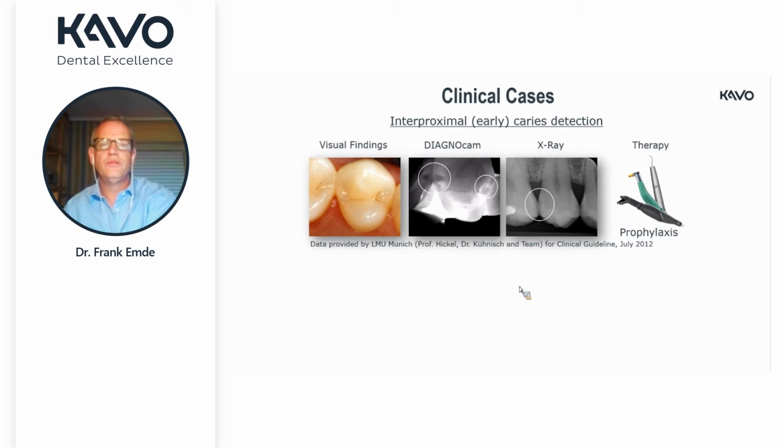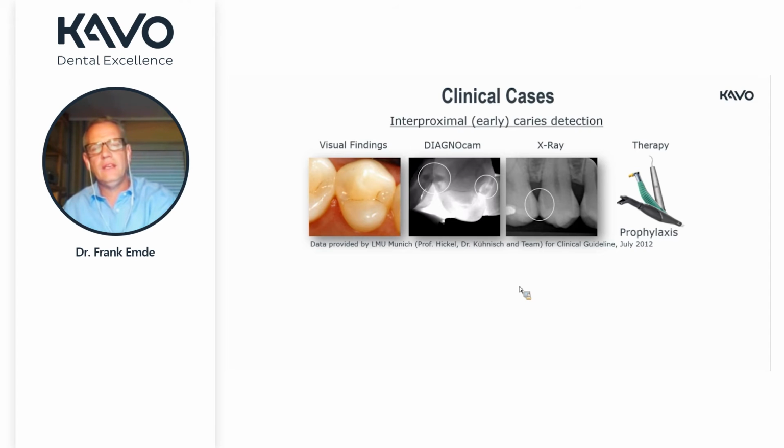Let's move to some cases. Data were provided from Munich in 2012. This is a case which demonstrates the capabilities for early caries detection. You see the visual findings, where you can see more or less no sign of a caries. Then if you place the Accuchem, you see it interproximally on the distal of the first premolar, and mesial on the second premolar, on the left side, and also mesial on the first premolar.